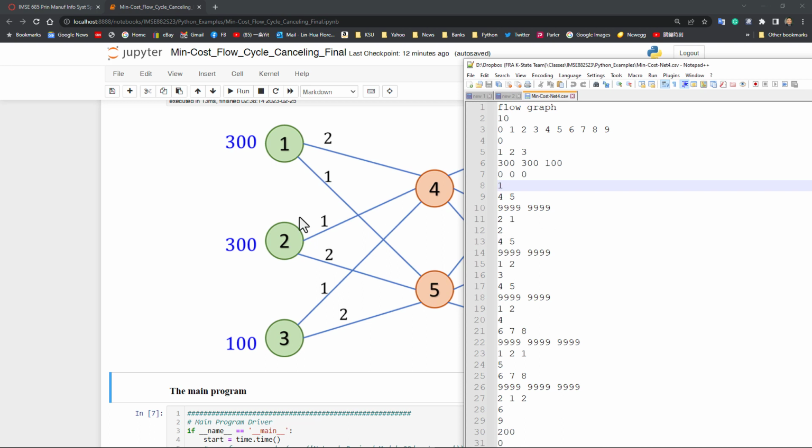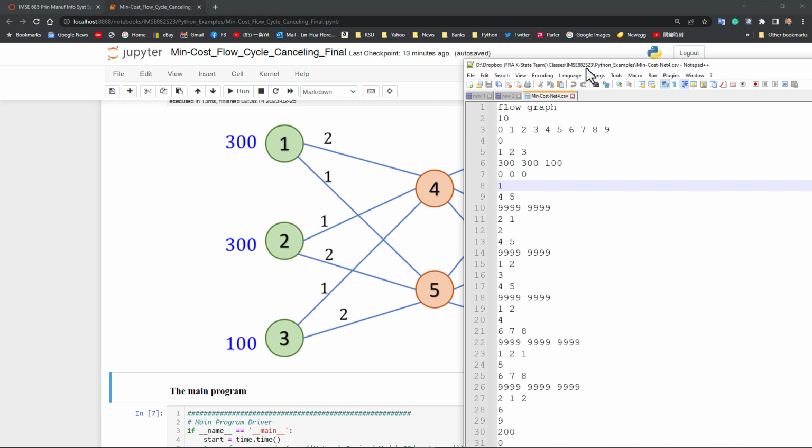Similar for node 2, I can go to node 4 and node 5 without capacity constraint, and the cost from node 2 to node 4 is 1, from node 2 to node 5 is 2. For node 3 it's the same thing. It's also going to node 4 and node 5 without any upper bound, and the cost is 1 and 2 to node 4 and node 5 respectively.